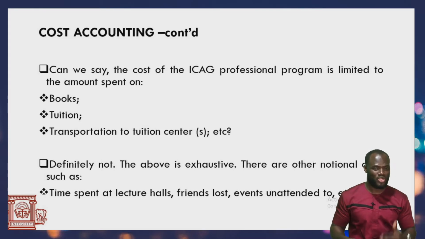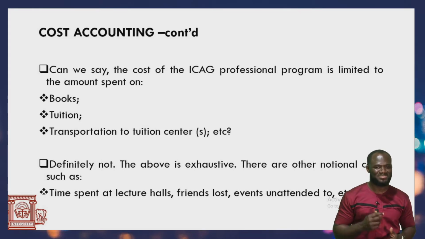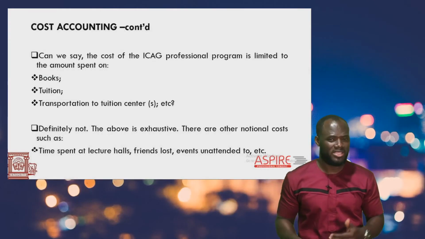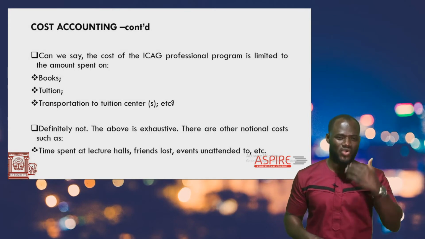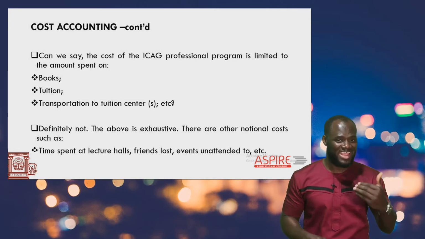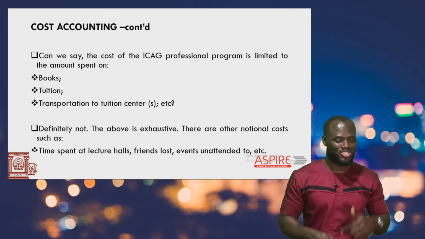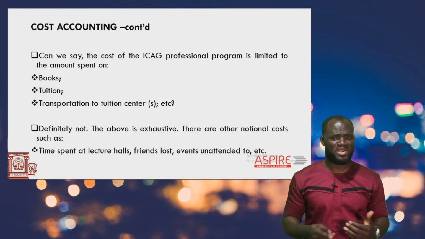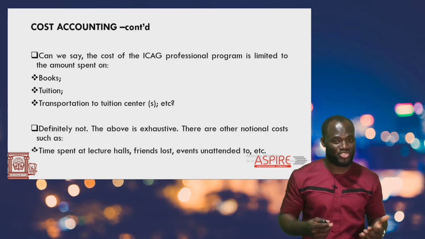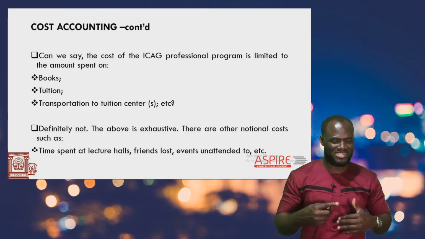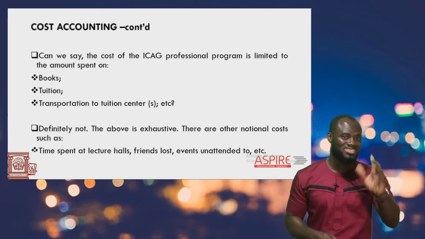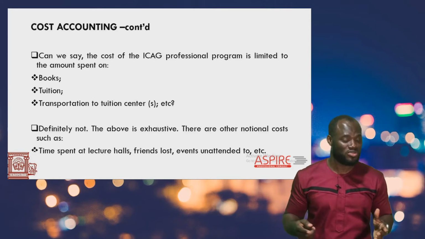tuition center. So when you're calculating the cost, it's not just limited to how much you paid in terms of books, how much you paid in terms of tuition or any other expenditure you have incurred. You also have to look at other alternatives forgone, other costs that you have also incurred indirectly or directly. So you can look at how much time you spend at the lecture hall as a cost incurred, how many friends you're losing because you have engaged yourself busily and all those friends are not getting to have parties with you, or those events that you may have decided not to attend. To the extent that sometimes on Sundays you even go to work, you don't go to church.